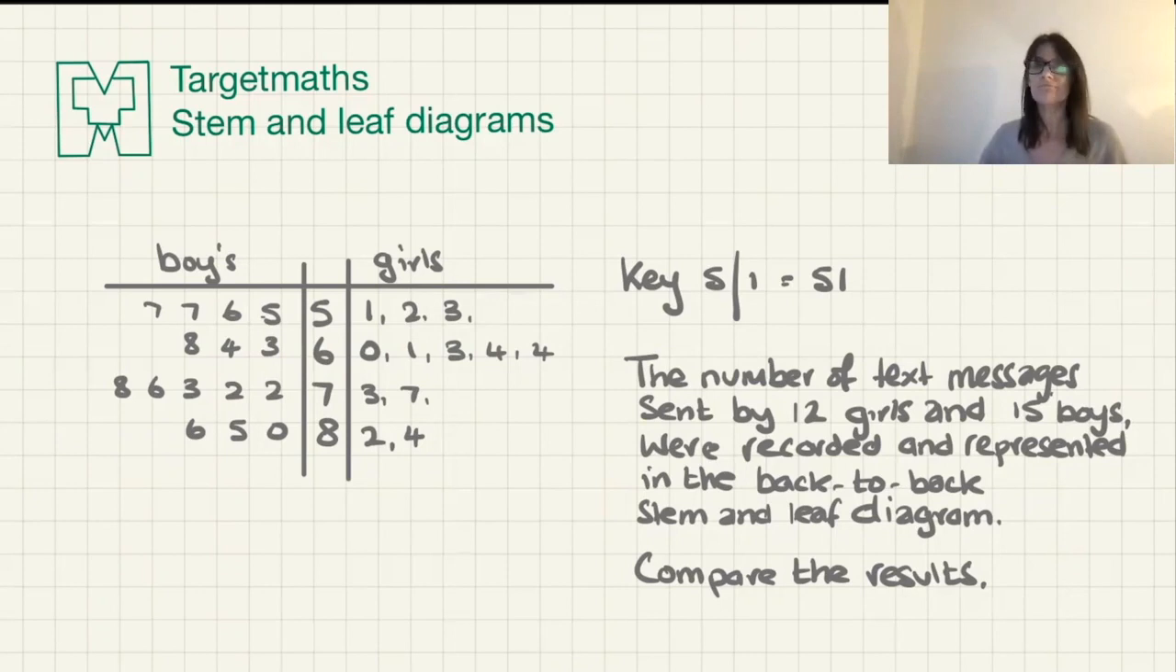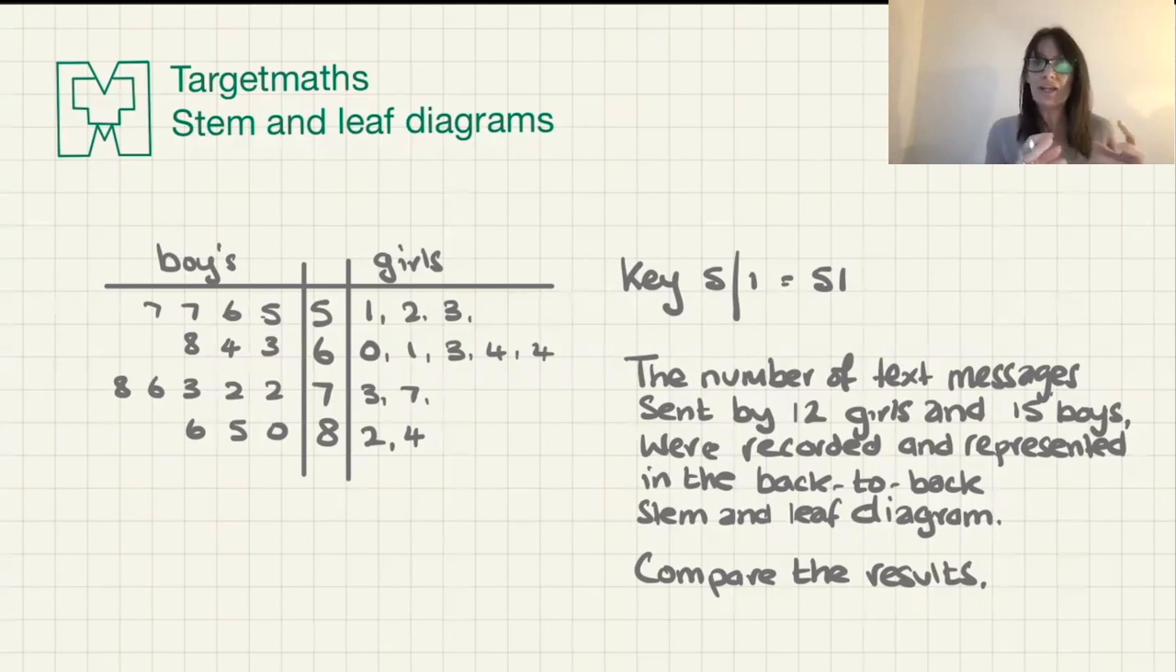And then it just says, compare the results. Now, this is where a lot of people panic. They're not really sure what they're supposed to be doing. And this is a really good example of my mantra of what to do when you're stuck, which is, what am I looking at? What do I know? And how can I use it?